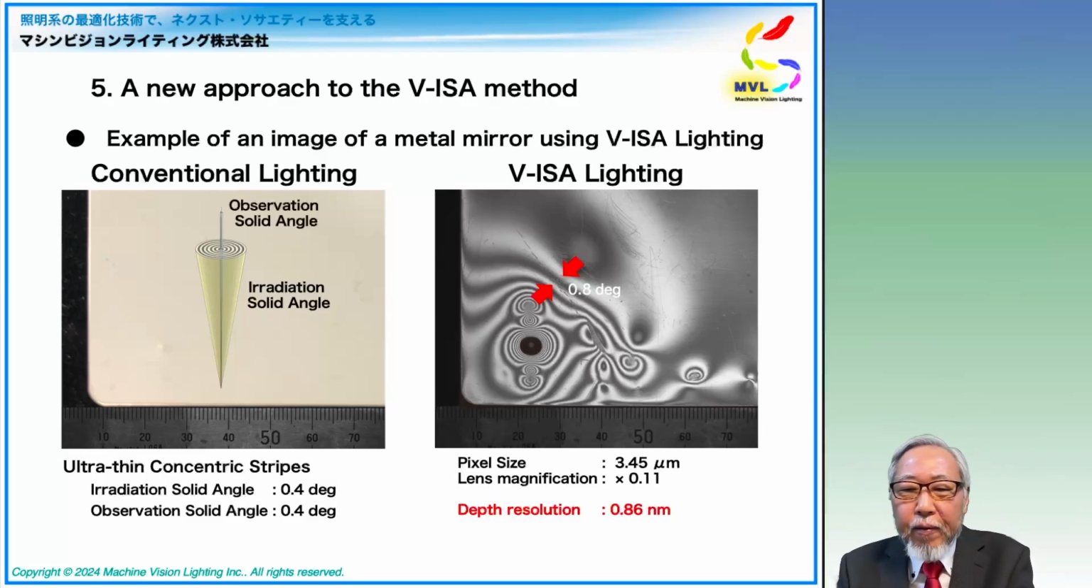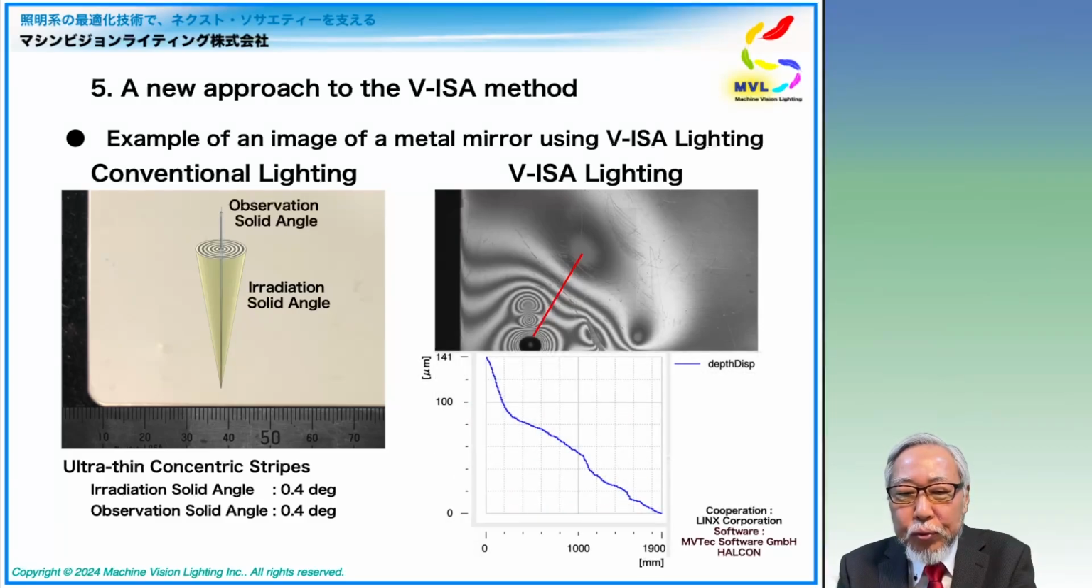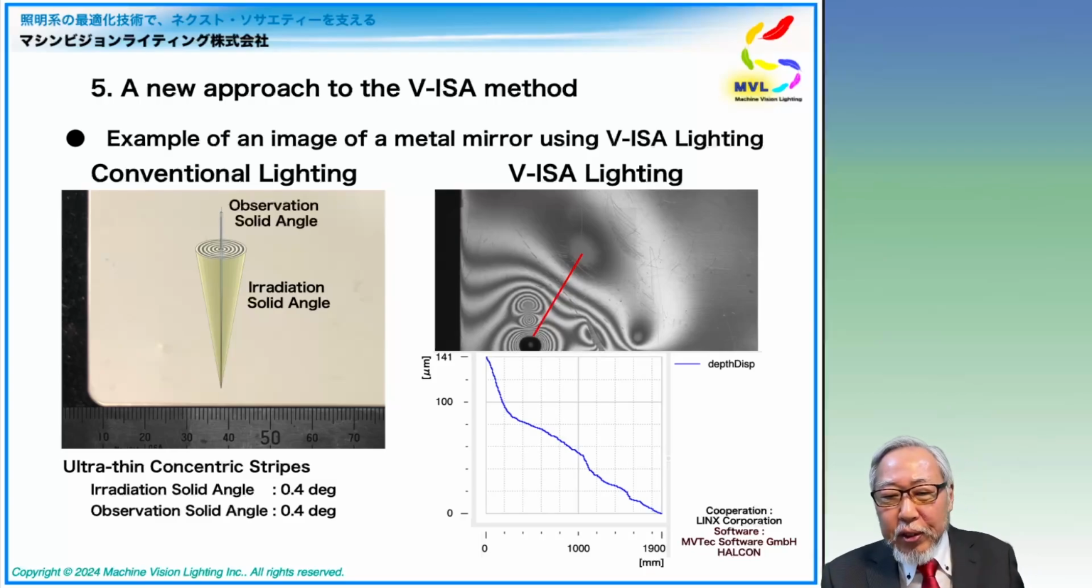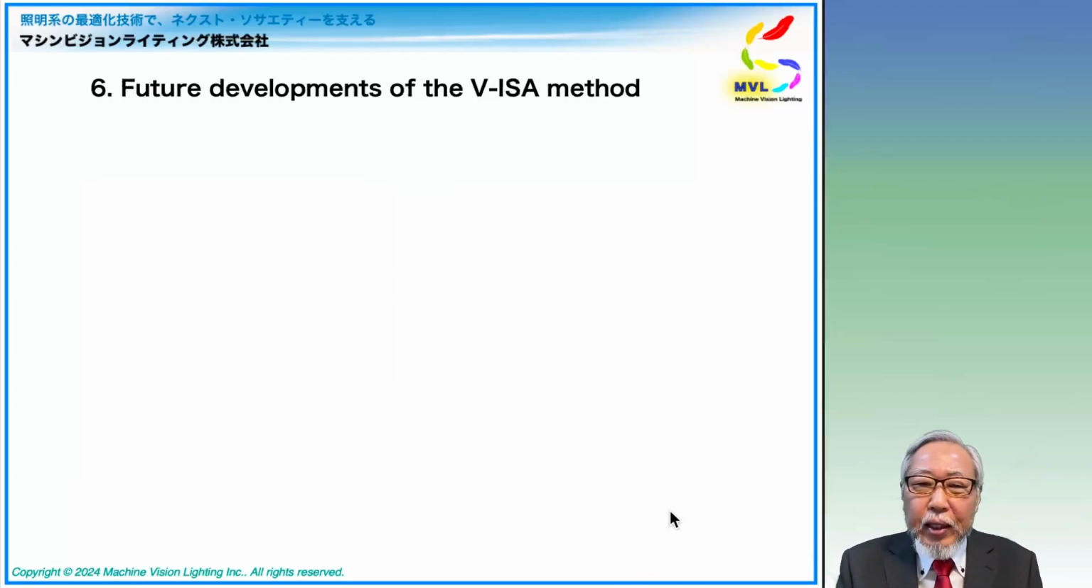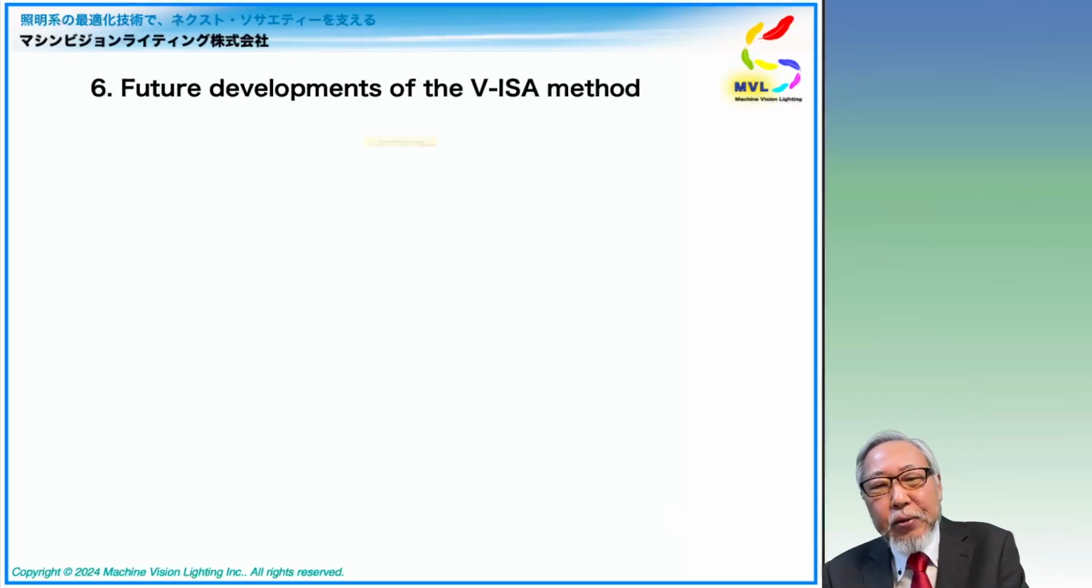Using this, for example, this red part, a cross-section, we can determine the degree of inclination on a pixel by pixel basis using only the light and dark information, and by connecting these together, we can determine the 3D shape. In the 6th episode, we will discuss the future development of the Visa method.